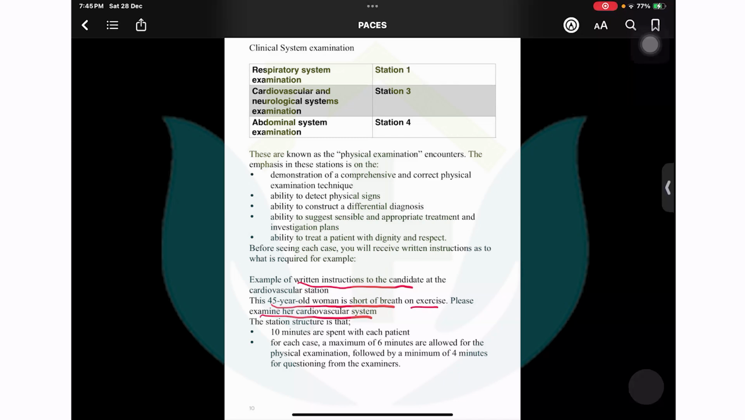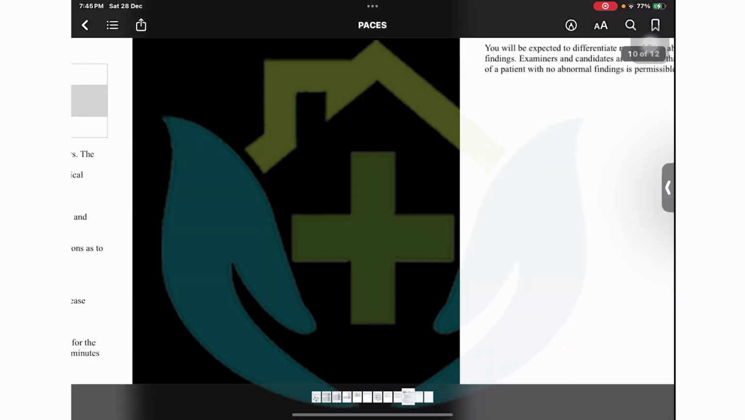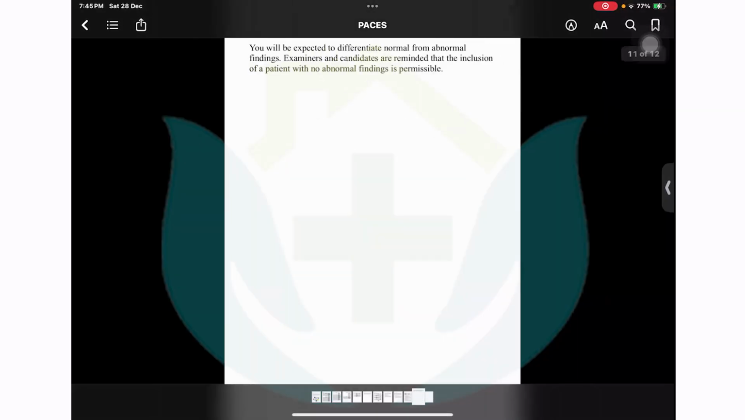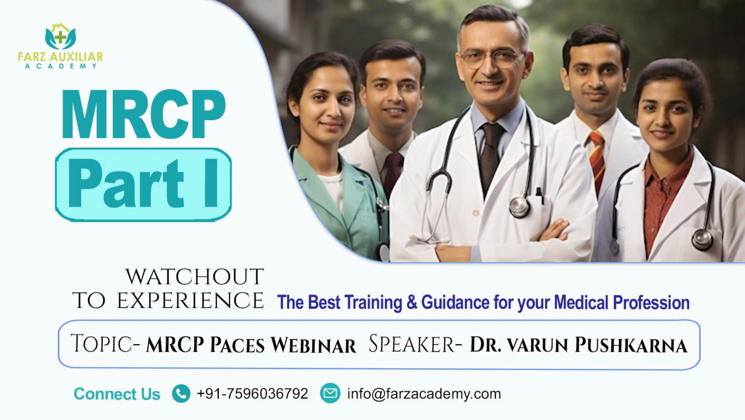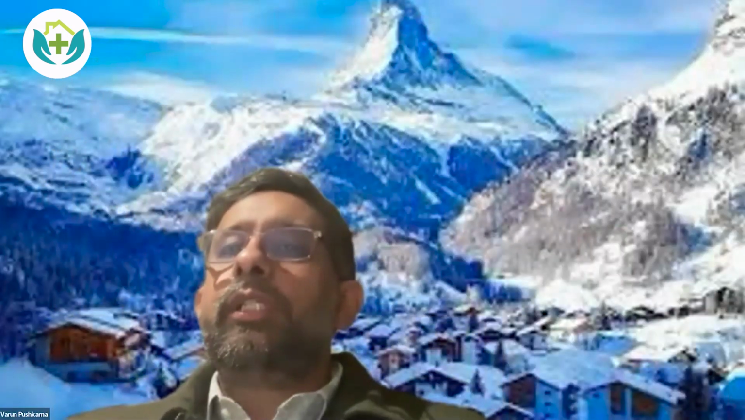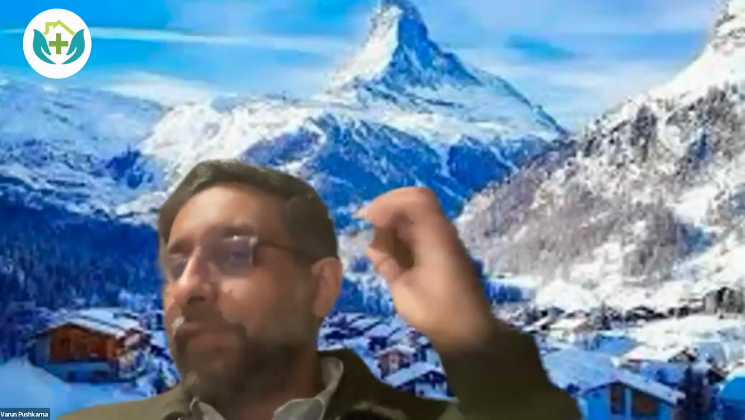10 minutes are spent at each patient. 6 minutes are allowed for examination, 4 minutes for questions. So in 6 minutes, you should know how to speed up the examination. Examiners are very clear that candidates are reminded that inclusion of a patient with no abnormal findings is also possible. Remember, you might tell them that the patient has this, the patient has that, and the patient may not have anything. Believe me, the patient may not have anything. So this is very important. This is how the PACES will go.